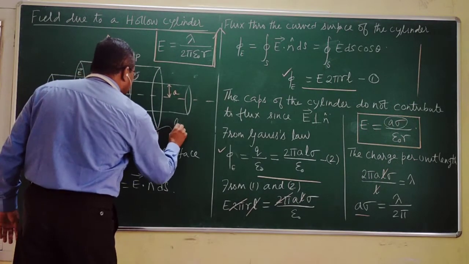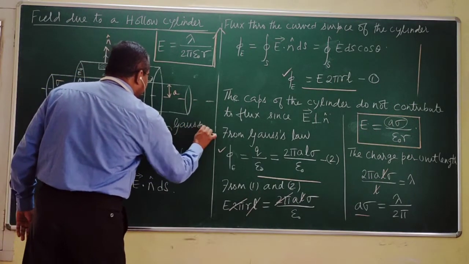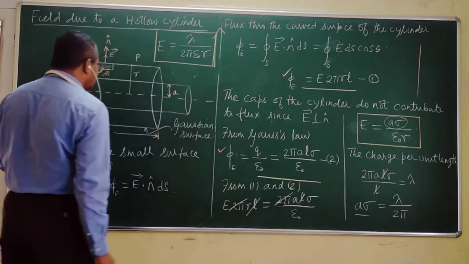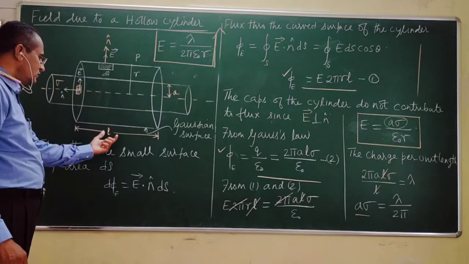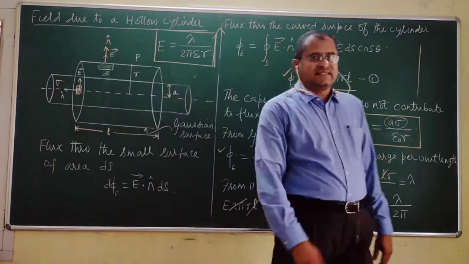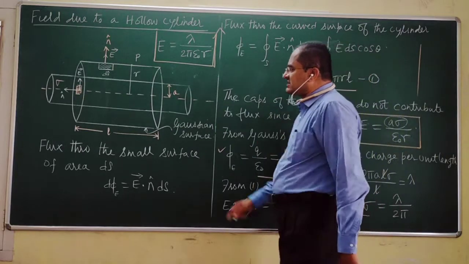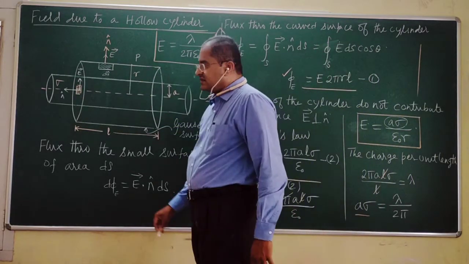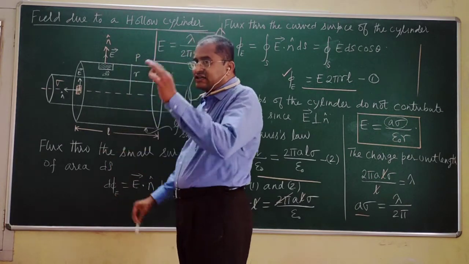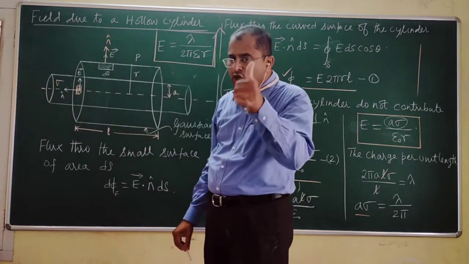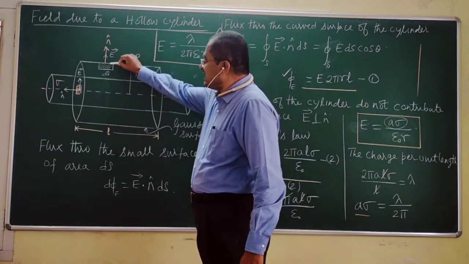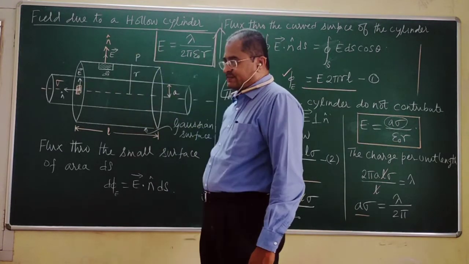This is the Gaussian surface I have constructed. It is coaxial with the cylinder and its length is L. In that Gaussian surface, I have taken a small surface of area ds. First, construct a unit vector. A unit vector must always be normal to the surface. Since it is positively charged, the electric field will be pointing upwards.